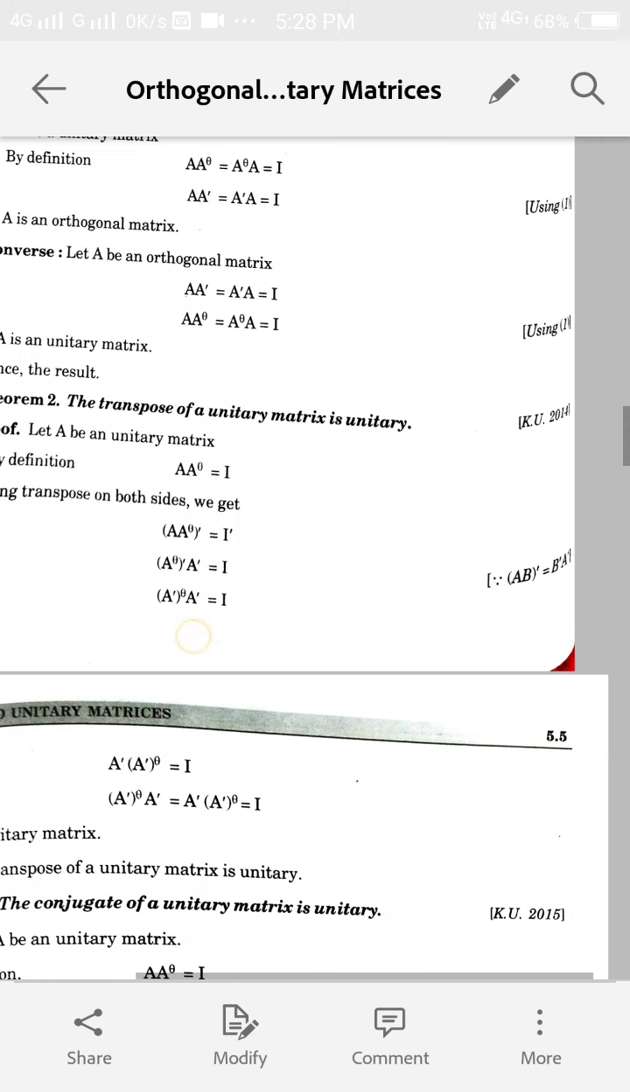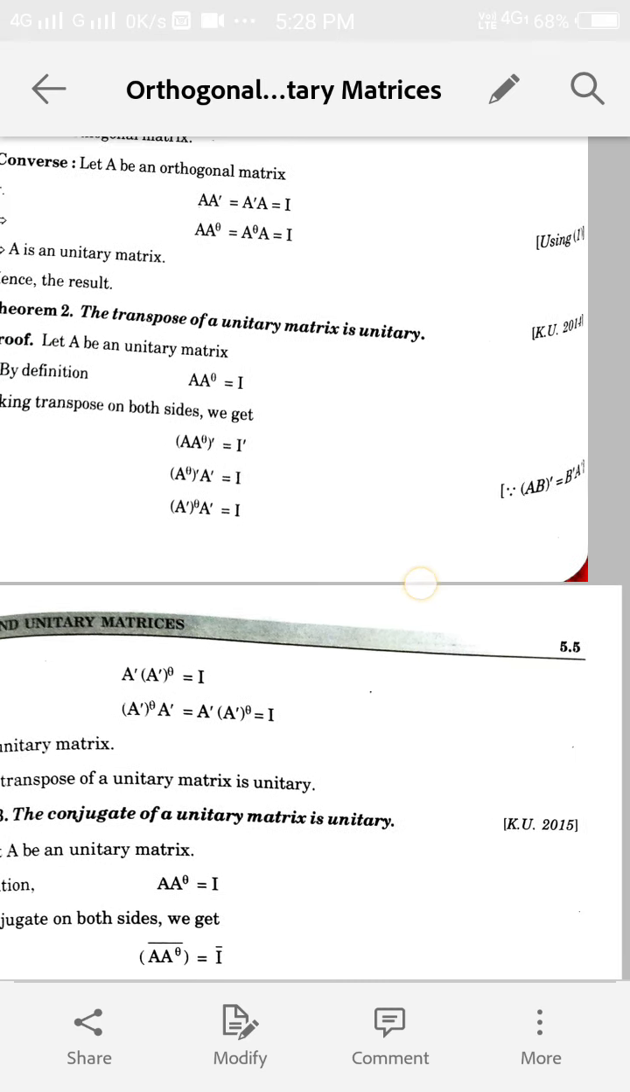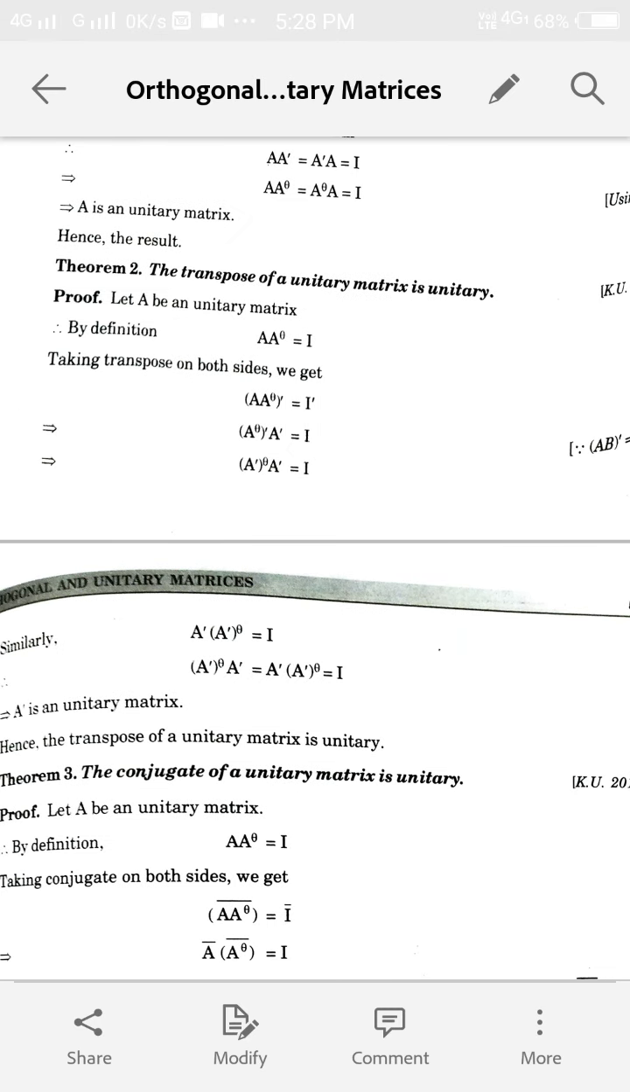Now move on to the second property. The transpose of a unitary matrix is unitary. We are given that if a matrix is unitary, then prove that its transpose will also be unitary. Suppose A is a unitary matrix. Then we can write A into A theta as identity. Now taking transpose on both sides, A into A theta transpose will be equal to identity transpose, and identity transpose will be the same as identity. Now AB transpose will be equal to B transpose into A transpose. Now apply this result. We are here with A theta transpose into A transpose is equal to identity.